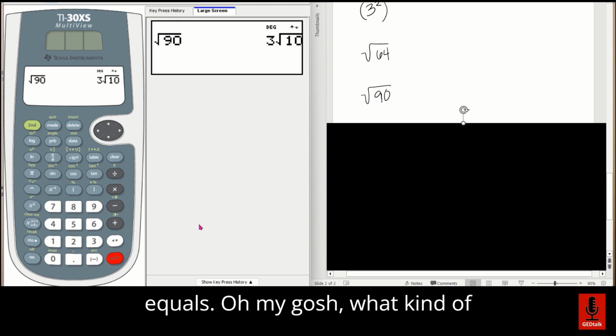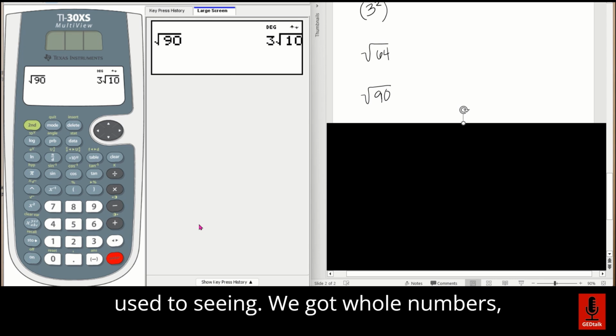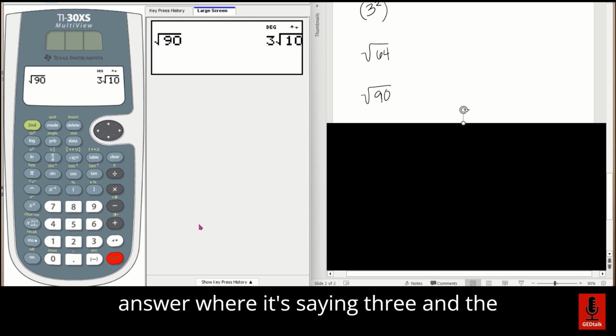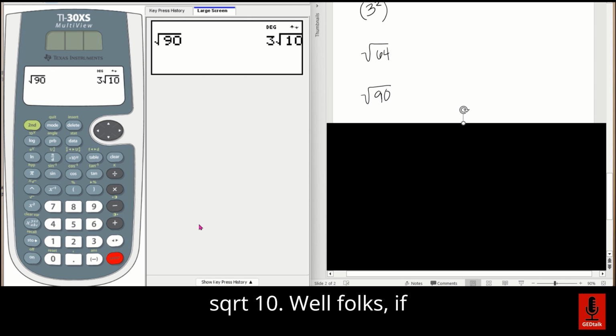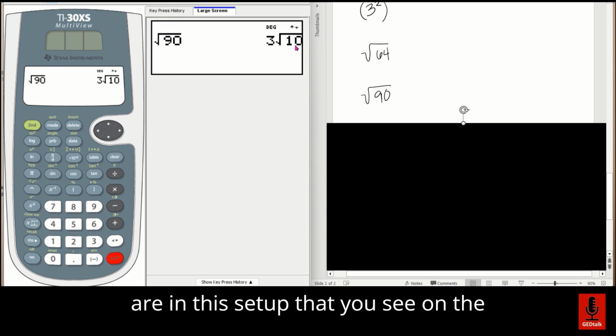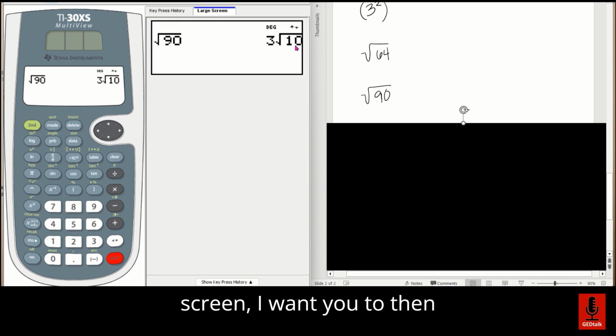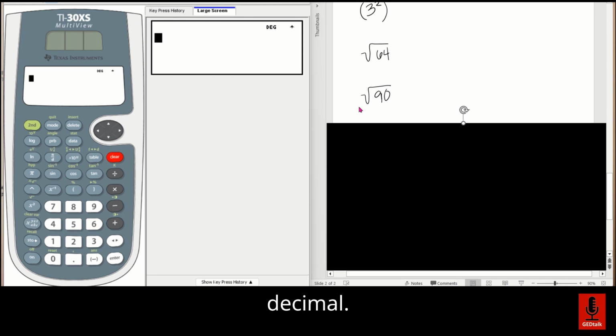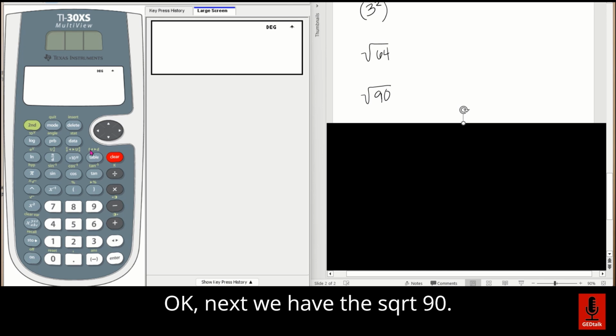Square root of 90 equals, oh my gosh, what kind of answer is that? It's not what we're used to seeing. We got whole numbers, but now we're getting this interesting answer where it's saying 3 in the square root of 10. Well, folks, if none of the answer choices on the exam are in this setup that you see on the screen, I want you to then toggle the information on the calculator so you get the answer as a decimal.